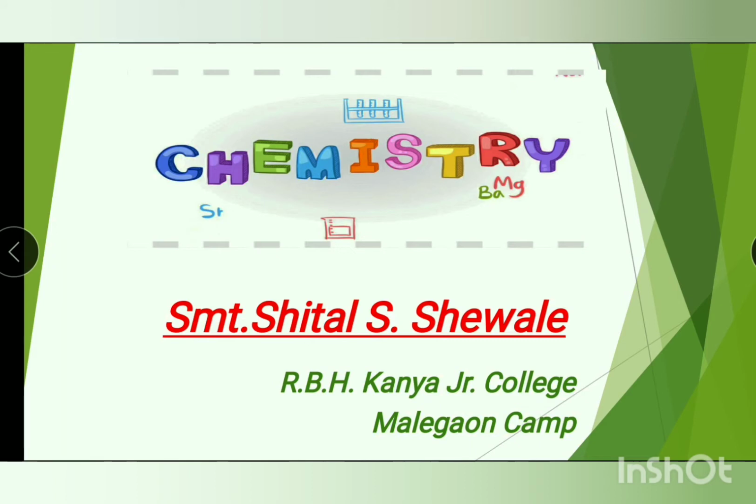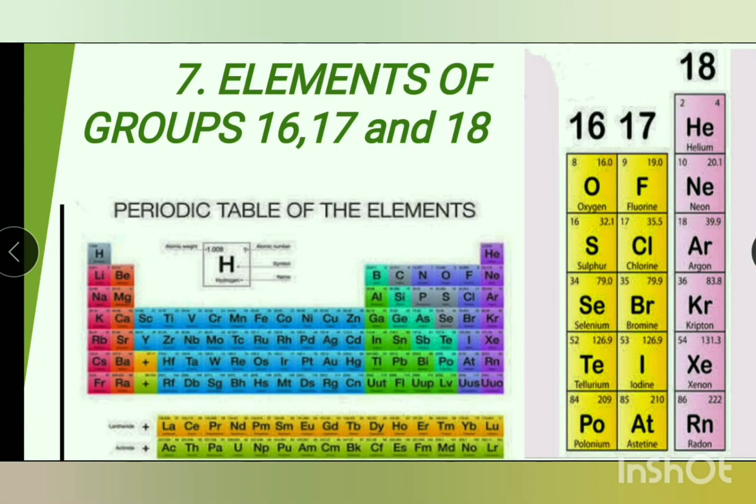Today we will start a new chapter in chemistry, elements of group 16, 17 and 18. Before starting the new chapter, we all have to know that in the modern periodic table, the horizontal rows are called periods, while the vertical columns are called groups. There are 7 periods, from 1 to 7, and 18 groups in the modern periodic table.